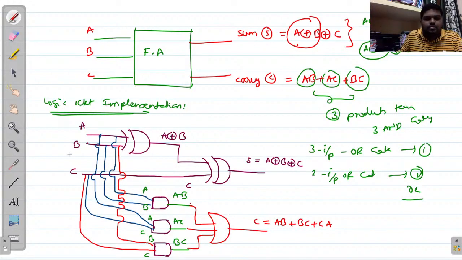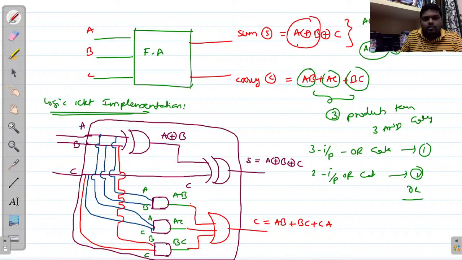So now this is your black box. Okay, this is your full adder circuit implementation. Okay, to implement this full adder we require 2 XOR gates and 3 AND gates, 1 OR gate, 3 input OR gate.